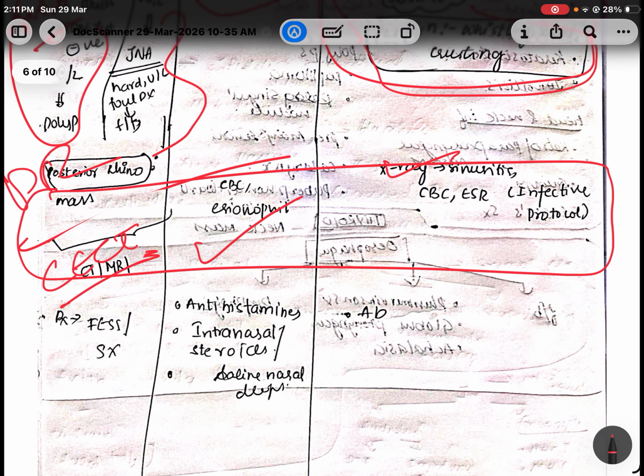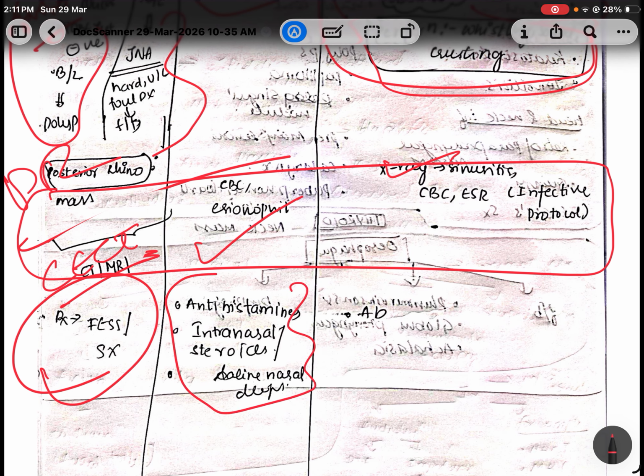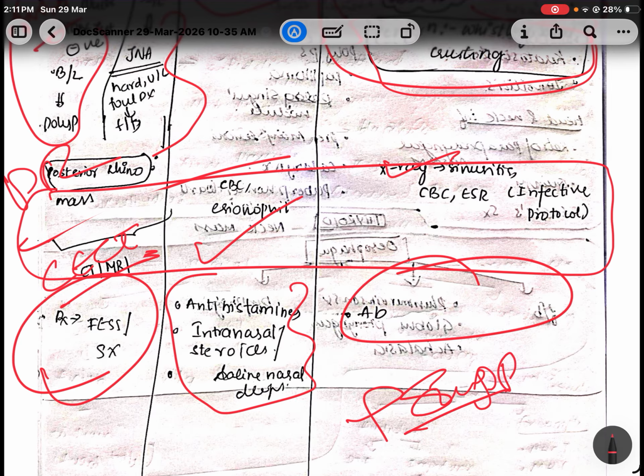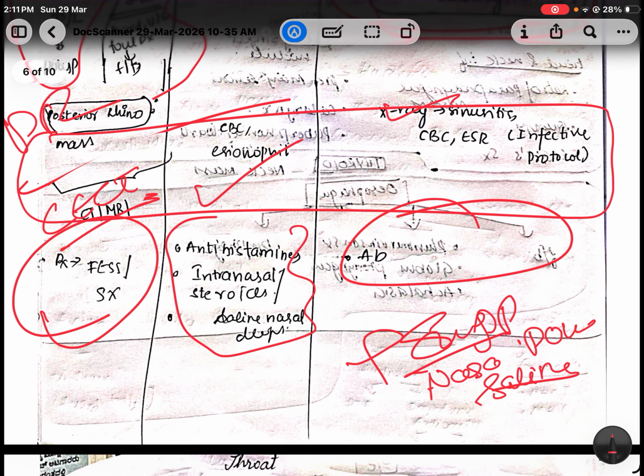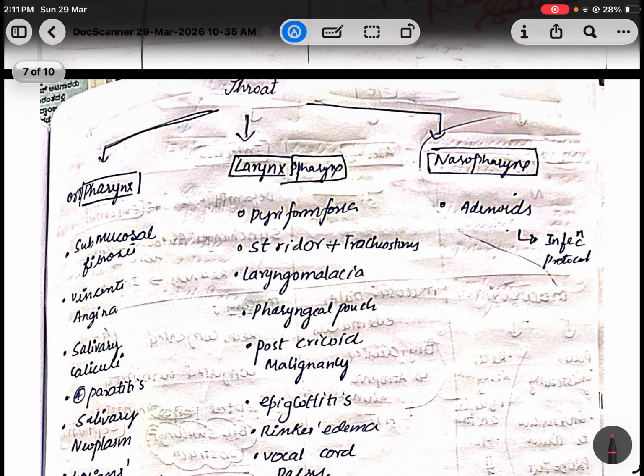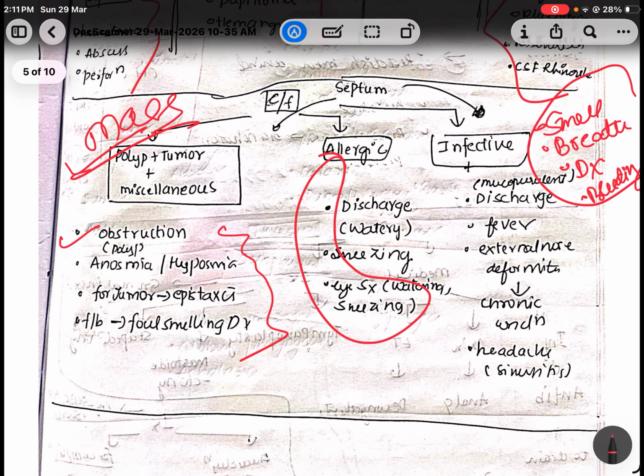And what is the major thing? In a mass, it's always surgery. But if it's allergic, obviously you will write about that. If it's infective, you will write about antibiotics. Then supportive treatment includes nasal hygiene, douching, saline spray, all these things you will write. Stay till the end of the video because that will be the true game changer. Notes are only that, okay.